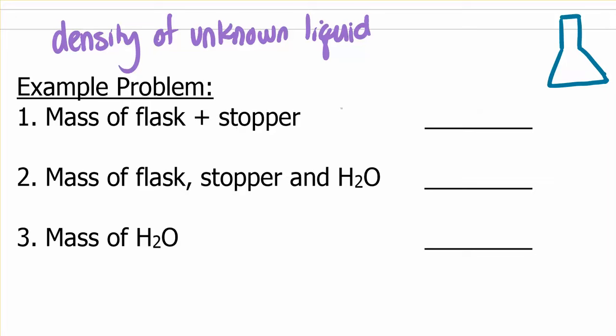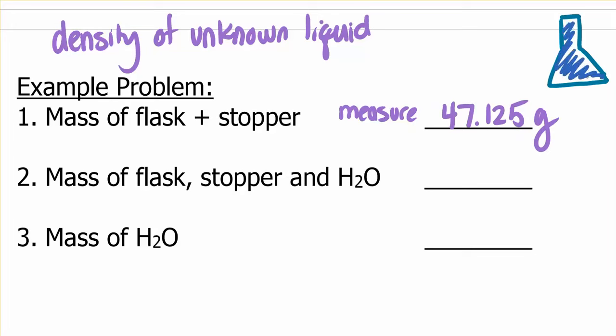And so this is a measurement we're going to take. It's not calculated. And we'll write down every digit the balance gives us. Be sure every time you write down a number, you include the units. Okay. Then we're going to fill our flask with water all the way to the top, and we'll take its mass again. So again, this is a measurement.